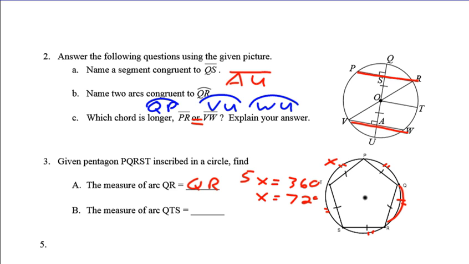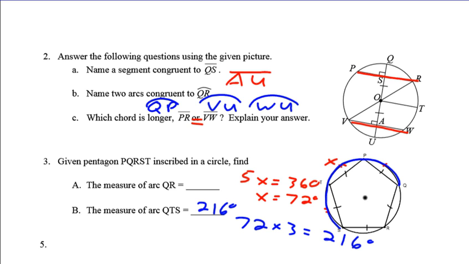Arc QTS goes the other way around because we need to go through T to get there. It is 1, 2, 3 of those 72 degree arcs. So this is going to be 72 times 3, which is 216 degrees. And obviously, when I meant QR is congruent to 72, I meant to put a 72 there, not be reflexive.